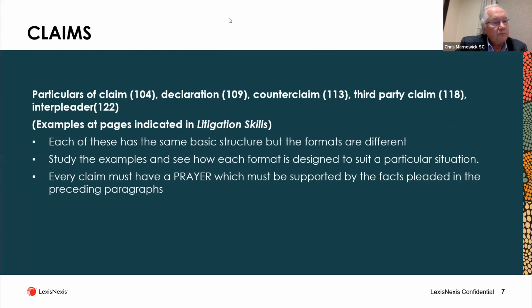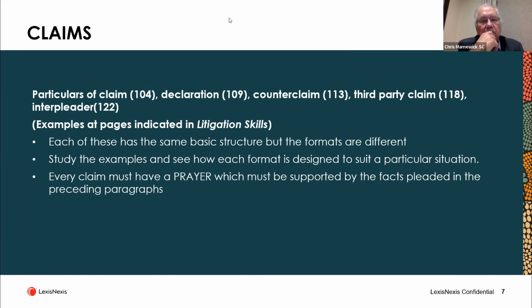There are different kinds of pleadings that constitute claims. The most common one is particulars of claim. Then a declaration, counterclaim, third-party claim, and an interpleader claim. You will see examples in my book. The page numbers are given on the screen as you see. For example, declaration is at page 109. There's actually an example of it.